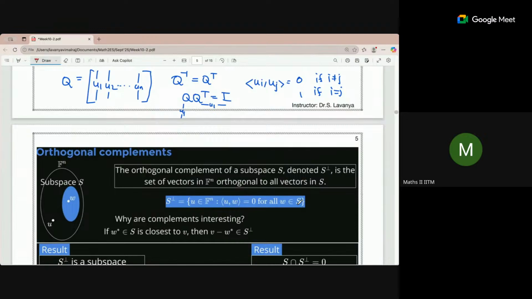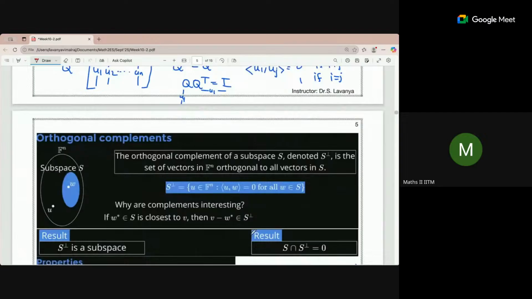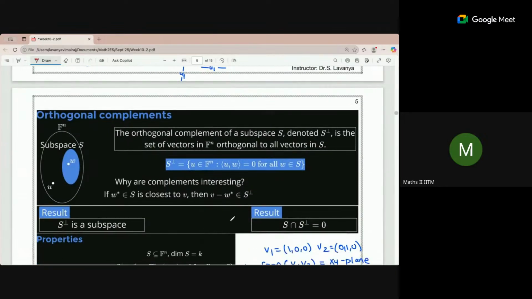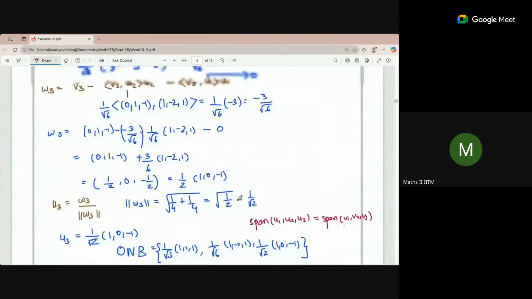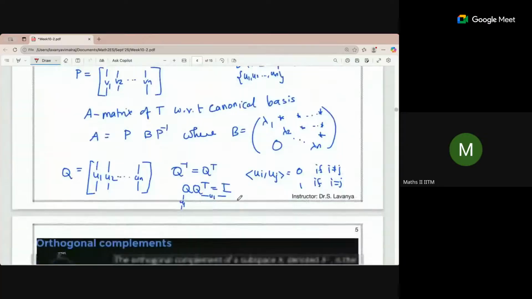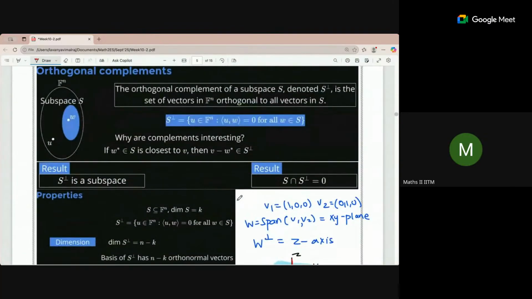Okay, fine. And what is the significance of this complement? Why are complements interesting? If W star belonging to S is closest to V, then V minus W star belongs to S perp. So again, what is this W star and what is this V minus W star? Let's look at this particular example maybe.